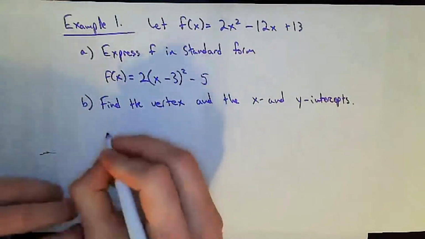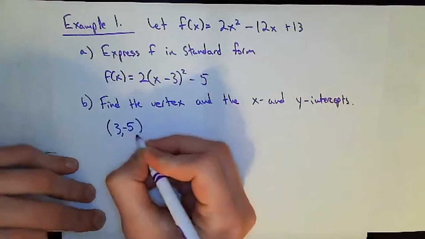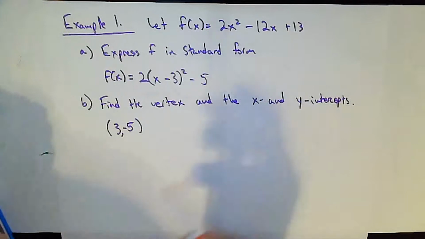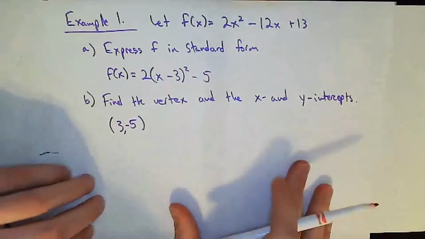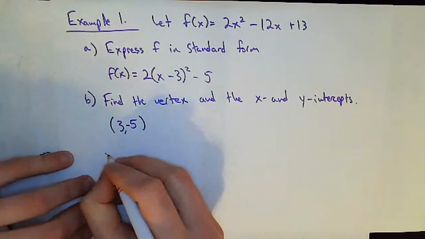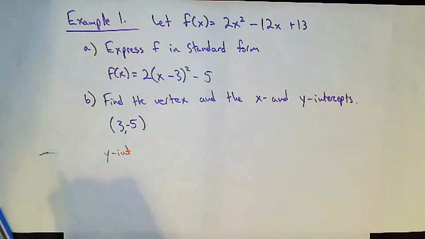So I'm going to write in purple the thing we already know, which is the vertex, which is 3, negative 5, straight from here. And now in red, I will do the part that is new, finding the x and y intercepts. Okay, I'll start with the y-intercept. There's only one y-intercept, right? If it's a function, it should only cross the y-axis in one place at most.